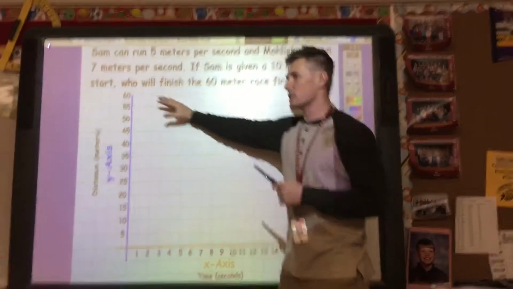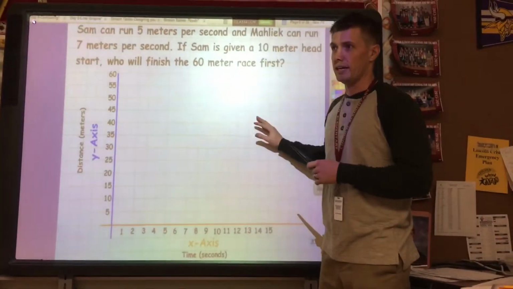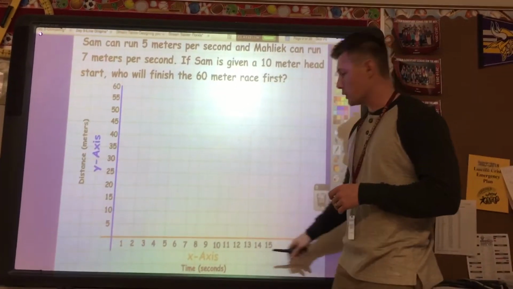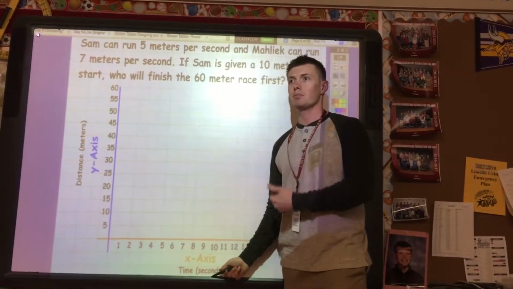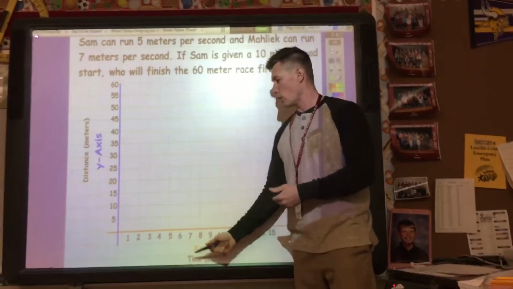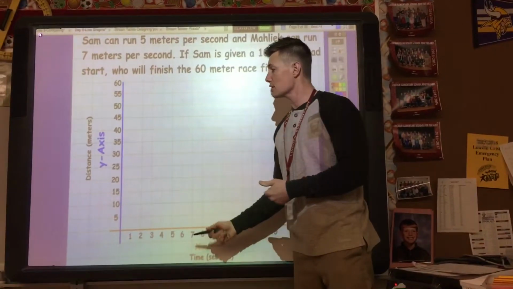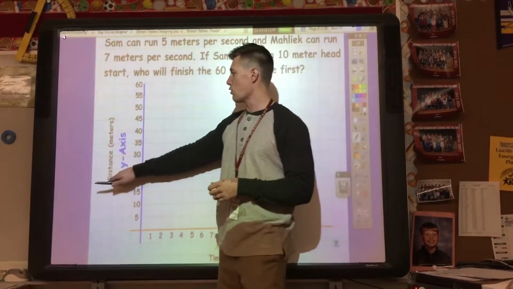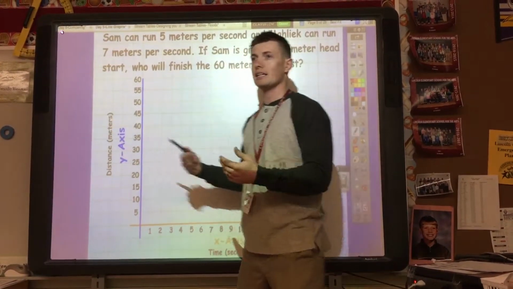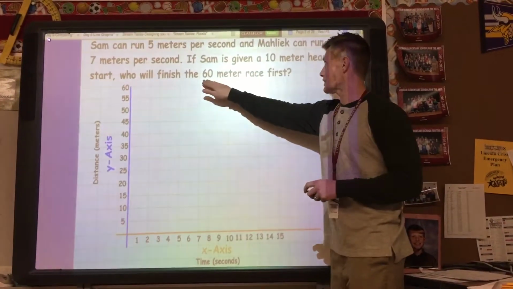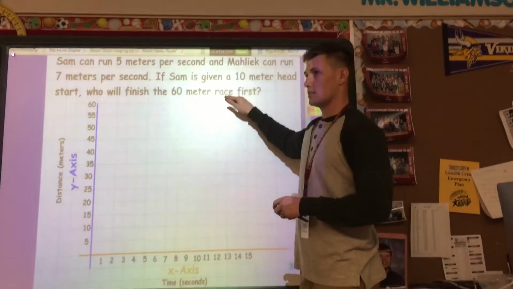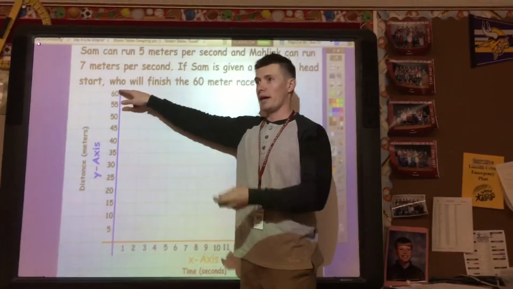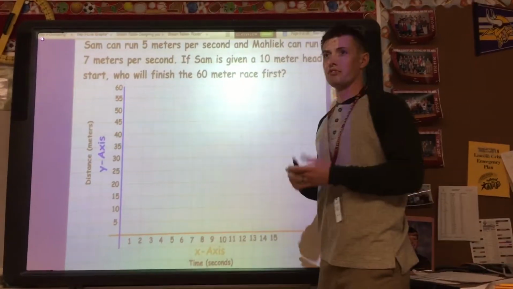So we need to understand, this is a coordinate grid. And what we know is this is called our x-axis, which is labeled time, and it's seconds. So every 1 is a second. Up here, this is our y-axis, and this is how far they've traveled. And again, the goal is to make a 60-meter race. So the first one to reach 60 is going to be the winner. So that's what we have to figure out.